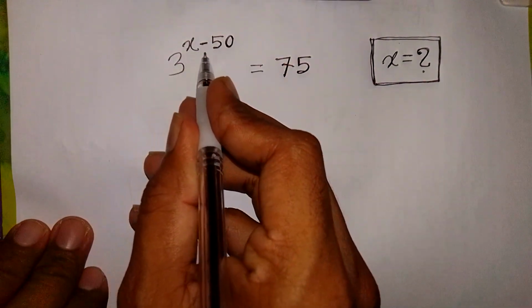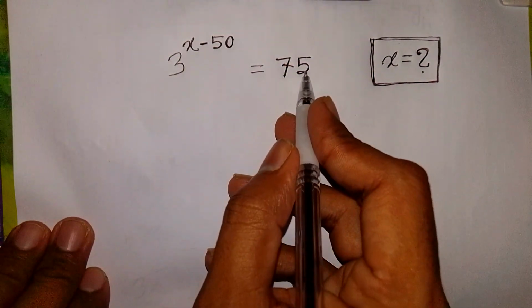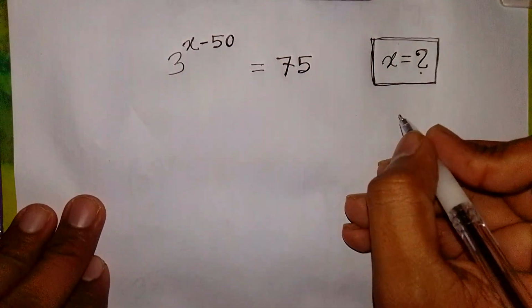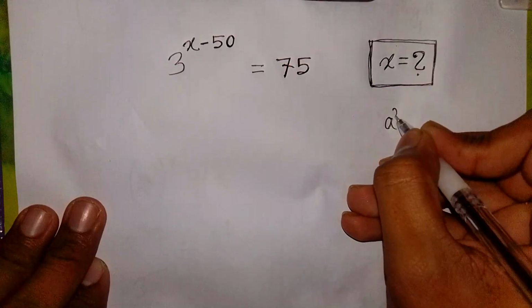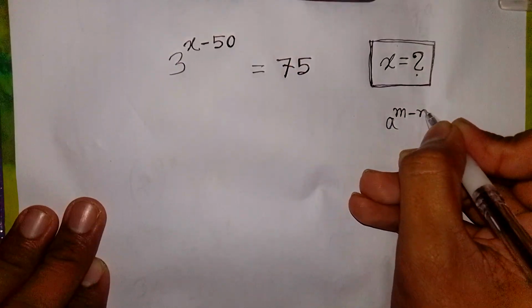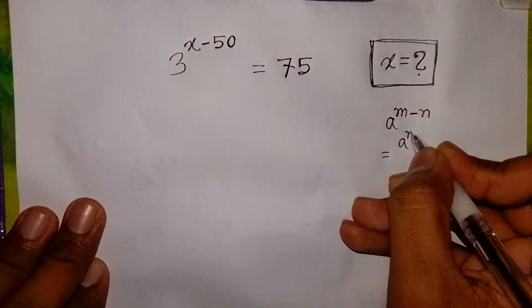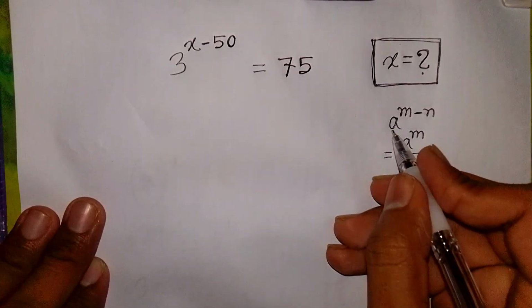3 power of x minus 50 is equal to 75. Find the value of x. So here you can apply this exponential rule that a power of m minus n is equal to a power m over a power n.